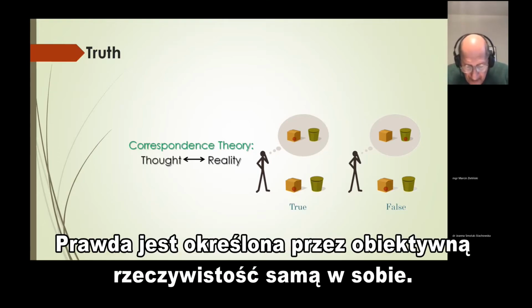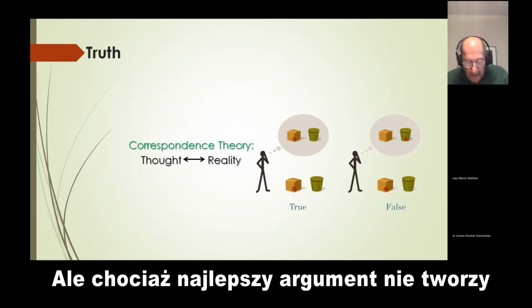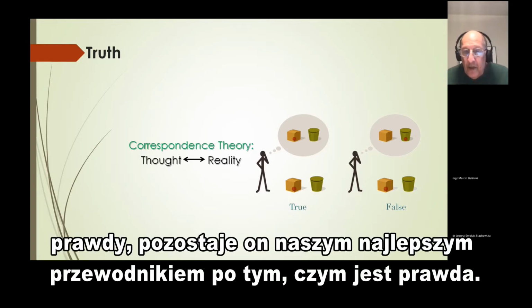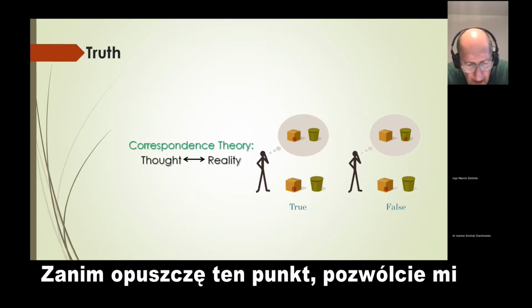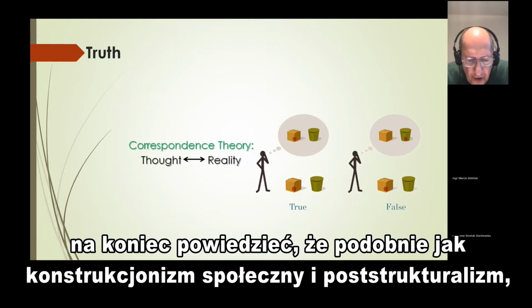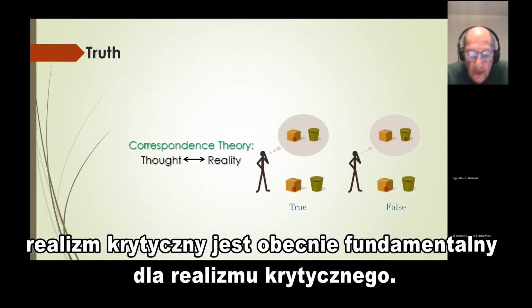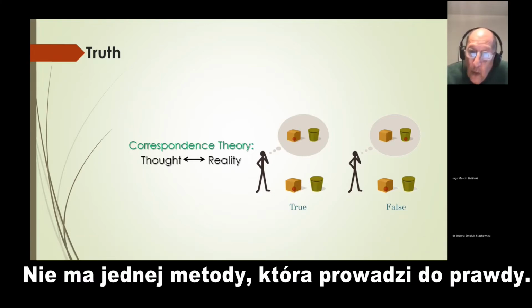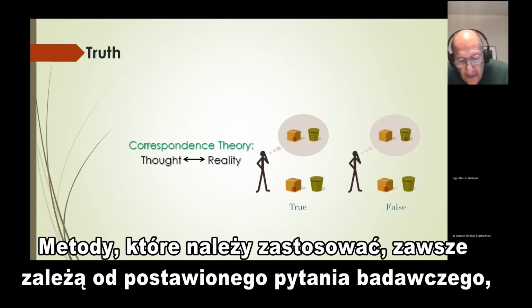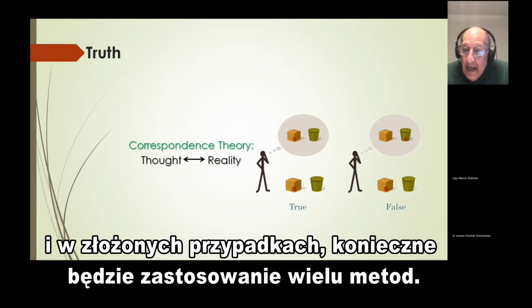The truth is determined by objective reality itself. But although the best argument does not create the truth, it remains our best guide to what the truth is. Before I leave this point, let me finally say that like social constructionism and post-structuralism, critical realism is non-foundational. For critical realism, there's no one method that leads to truth. The methods to be employed always depend on the research question being asked, and in complex cases, multiple methods will be needed.